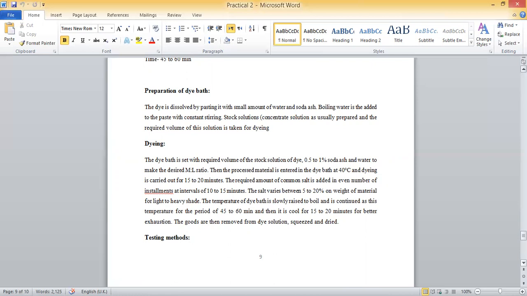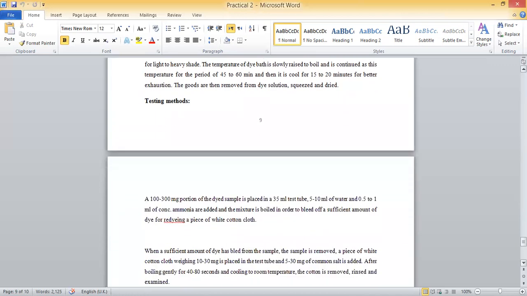Then the processed material is entered in the dye bath at 40 degrees C and dyeing is carried out for 15 to 20 minutes. The required amount of common salt is added in an even number of installments at intervals of 10 to 15 minutes. The temperature of the dye bath is slowly raised to boil and is continued at this temperature for a period of 45 to 60 minutes and then it is cooled for 15 to 20 minutes for better exhaustion. The goods are then removed from the dye solution, squeezed and dried.